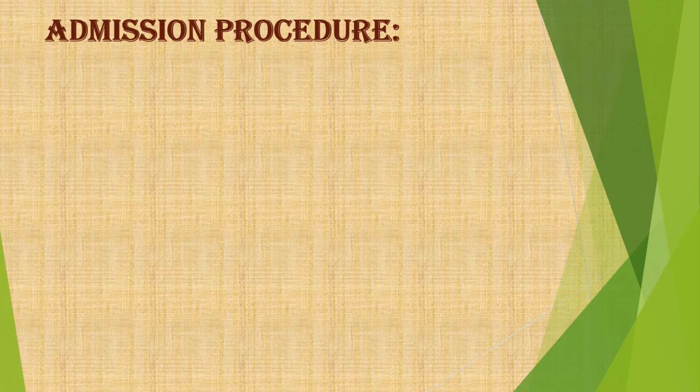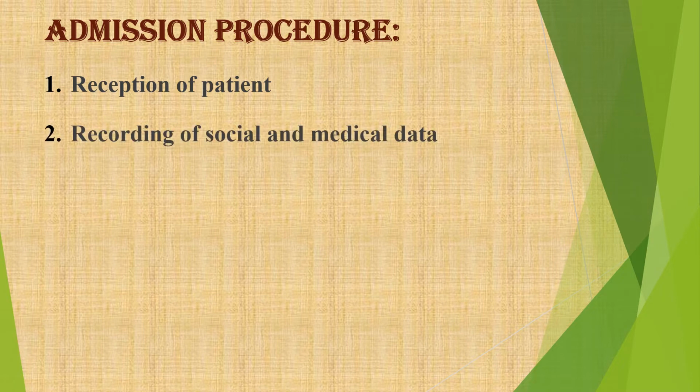Let's see the procedures that take place during the process of admission step by step. It starts with the reception of the patient in the outpatient department in an appropriate manner. Then it is followed by the recording of the social and medical data by the clerk in the records section. The patient's age, sex, religion, occupation, income, and marital status are some of the data that are taken.